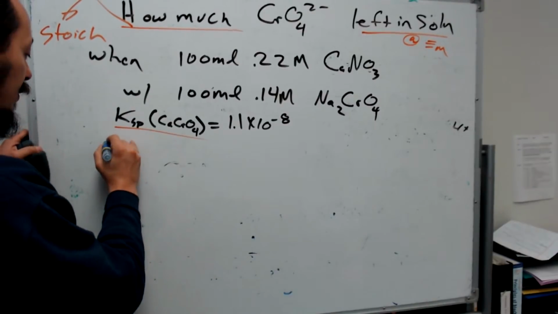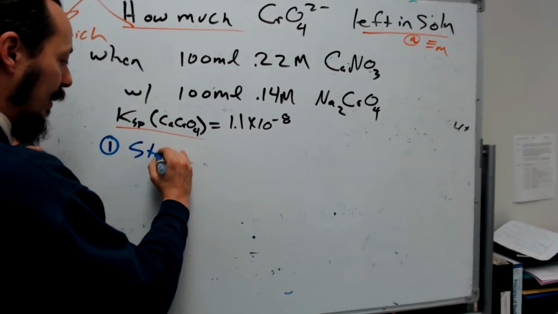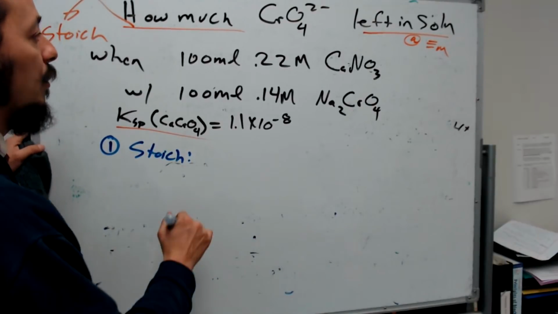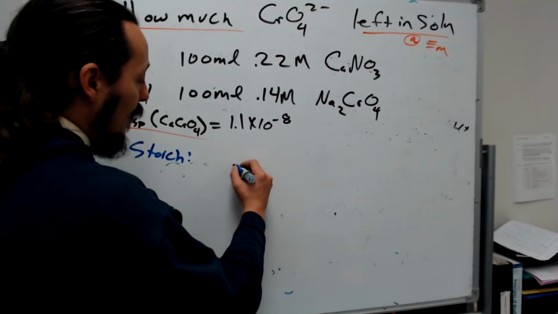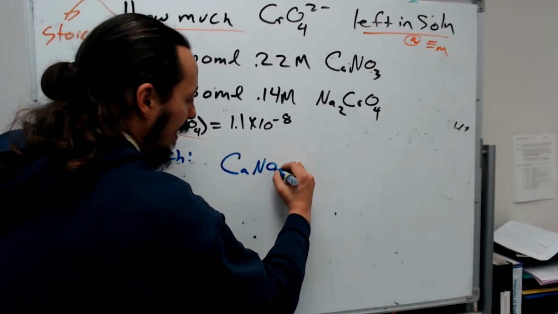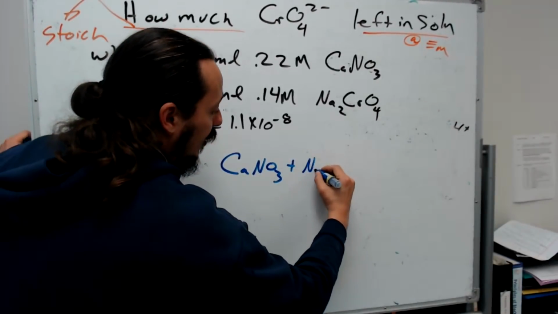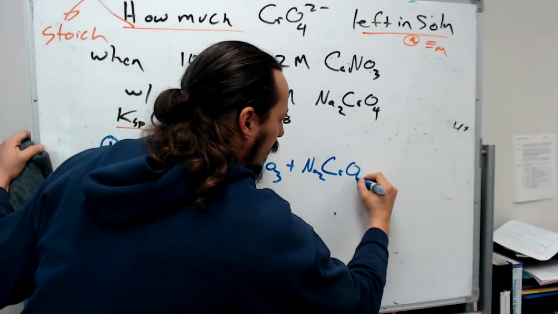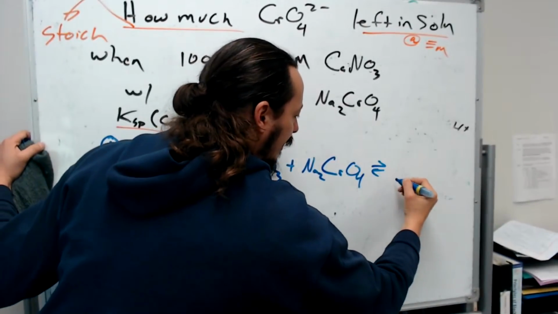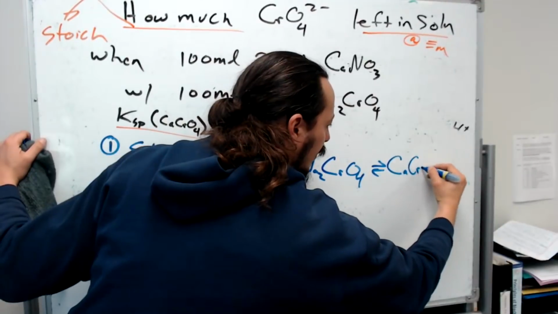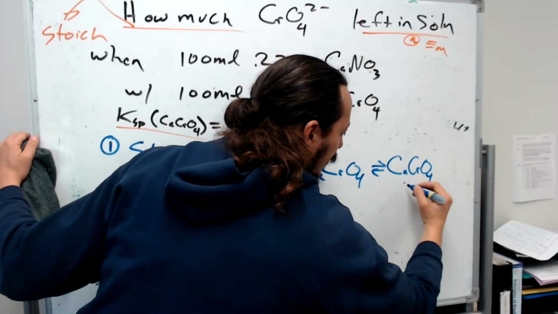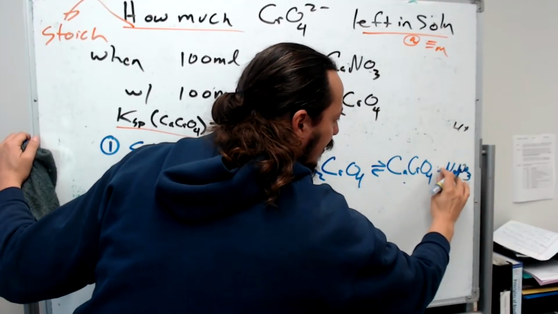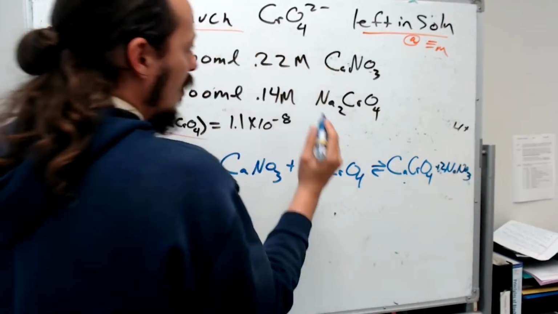So if we're just doing step 1, looking at the stoich, we want to think about this just like we would think about a problem in 127. You can think about it in terms of the calcium nitrate plus the sodium chromate going to calcium chromate plus sodium nitrate. I don't care that the sodium nitrate's crushed in the corner there because we don't really care about it.